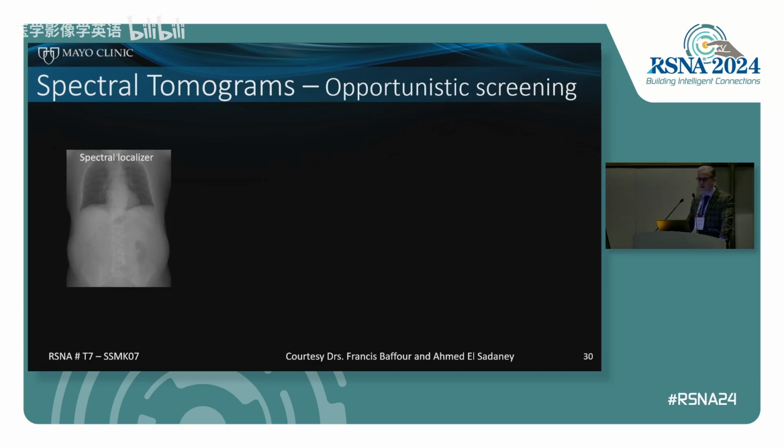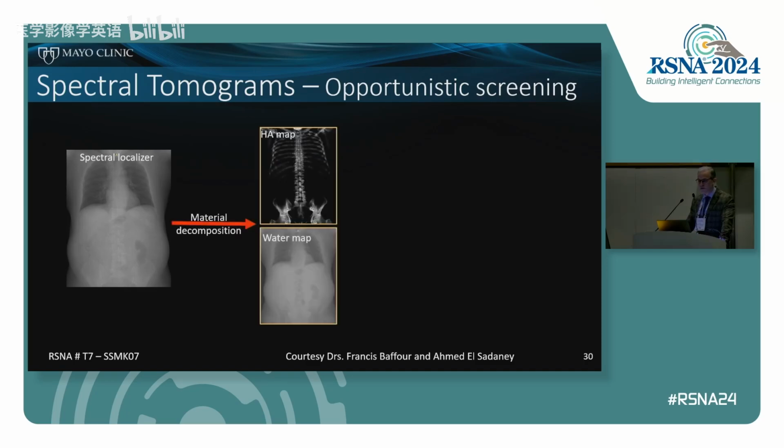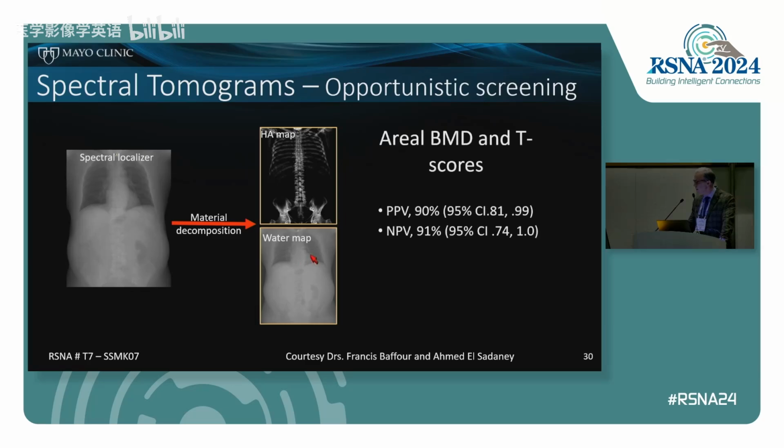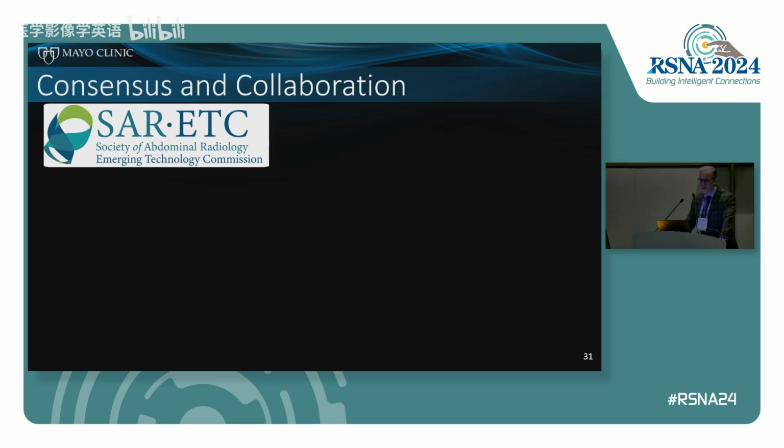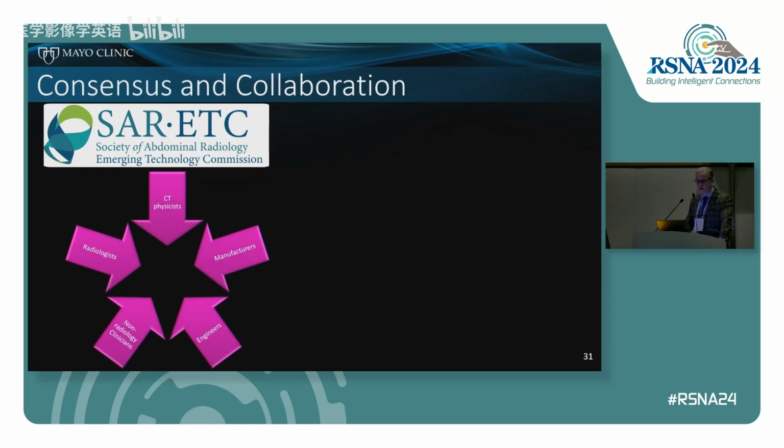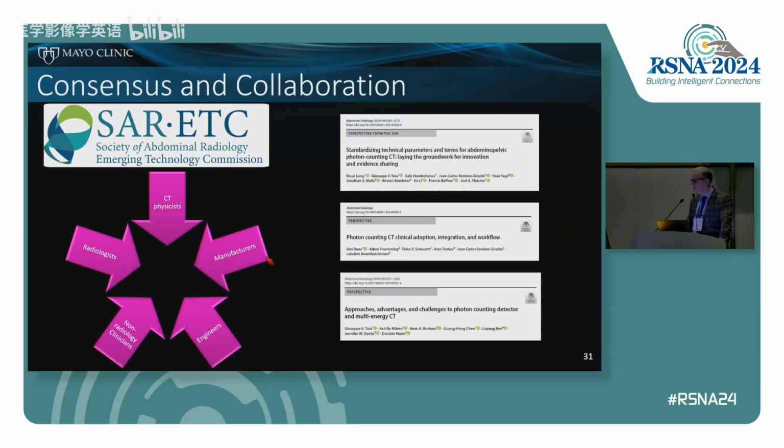In our practice, we've done some initial work looking at spectral topograms shown earlier in the conference, where we can take that spectral localizer and make hydroxyapatite and water maps using vendor software to create opportunistic BMD and T-scores. Finally, the Society of Abdominal Radiology has created a PCD Emerging Technology Commission led by Drs. Dane and Marin, and that includes manufacturers, CT physicists, and radiologists. And they've established a common nomenclature that we can use.